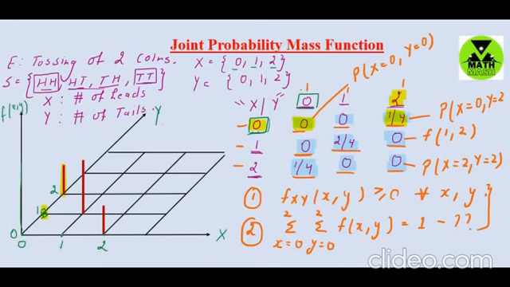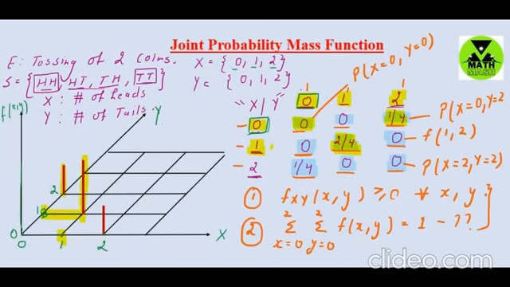Then at x equals 1 and y equals 0, this is the point. The probability is 0, so it is simply this one. At x equals 1 and y equals 1, it is 2 by 4. So this is the point corresponding to x equals 1 and y equals 1, and the probability is 2 by 4. So this height, which corresponds to this axis, that is f of x comma y, is the probability at this point.